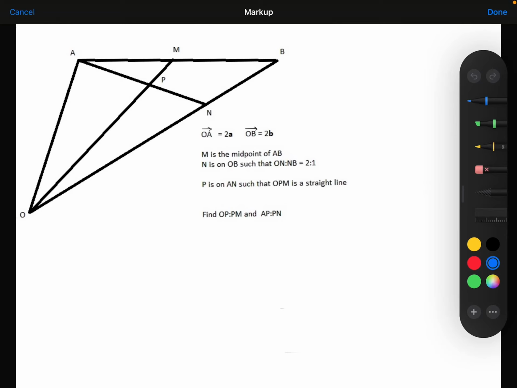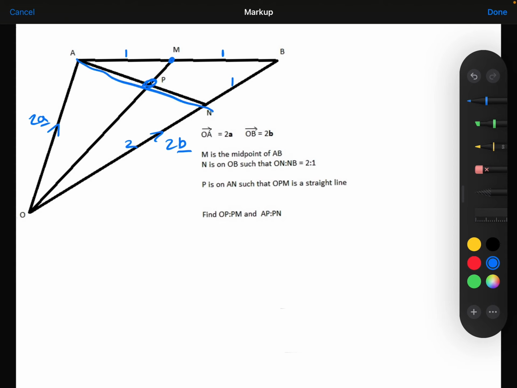We're told that the vector O to A is 2a. We're told that the vector from O to B is 2b. We're told that M is the midpoint of AB, so this is one part, this is one part. We're told that N is on OB, such that O to N is 2 parts and N to B is 1 part.